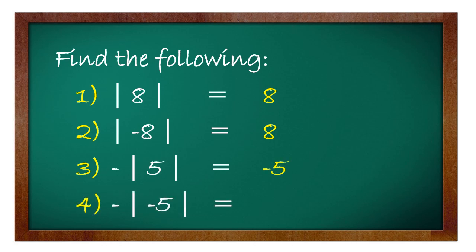Next, negative absolute value of negative 5. So, ganun pa rin, dahil may negative sa labas, we just simply copy the negative sign. And then, the absolute value of negative 5 is 5. So, we have negative 5.